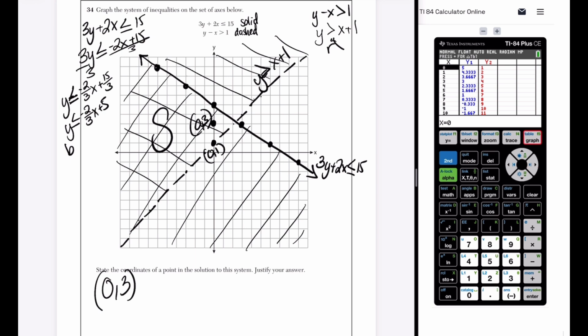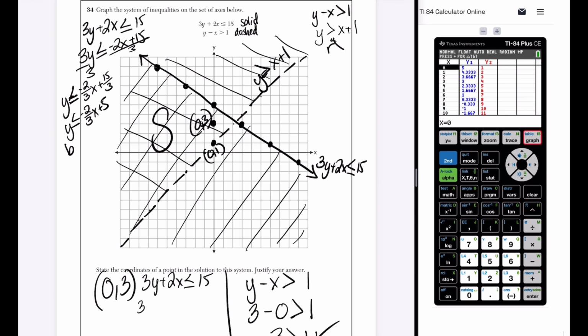And then I just have to prove that it works. So I will just go into, I give myself a space. So y minus x is greater than 1. And then I will just put the other one. And now I just put my points in there. All right, so 3 minus 0 is greater than 1. Yeah, 3 is greater than 1. That is true. And I'll do the same thing to the other side.